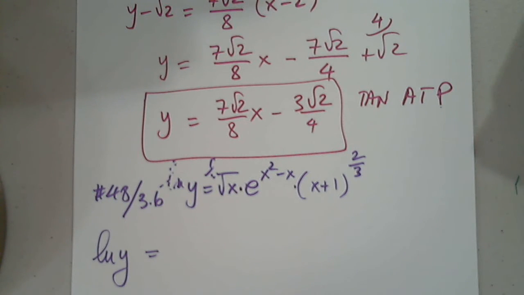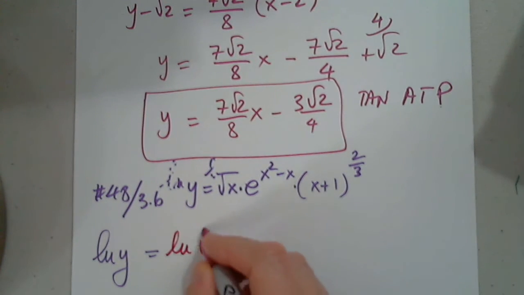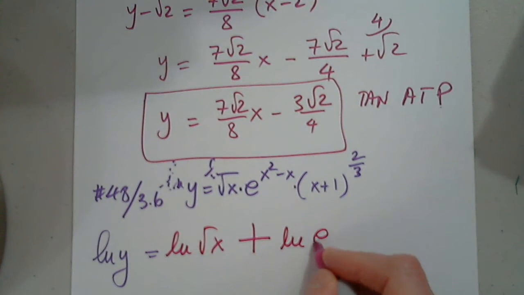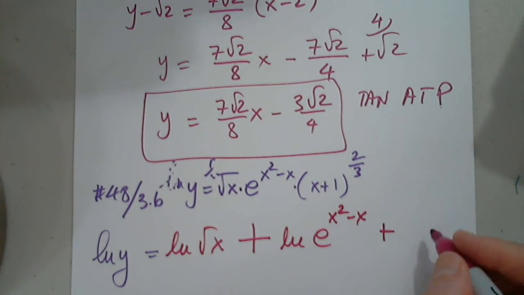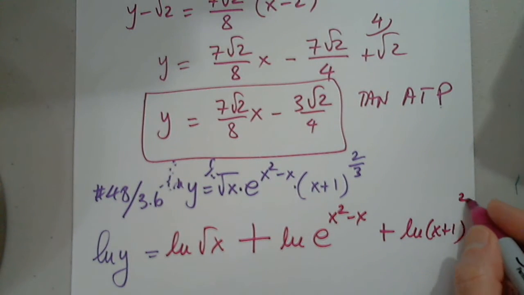We reviewed the rules of logs. Anyone remembers? I want to say you can break each one apart. Yes. How? To make it natural log square root of x, natural log of e to x squared minus x. But I'm trying to remember if it's plus or times in between there. I want to say it's times. It cannot be times, it's plus. Very good. So natural log of the square root of x plus natural log of e to x squared minus x plus natural log of x plus 1 to 2/3.